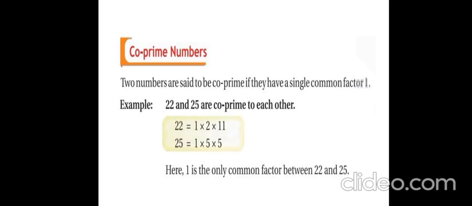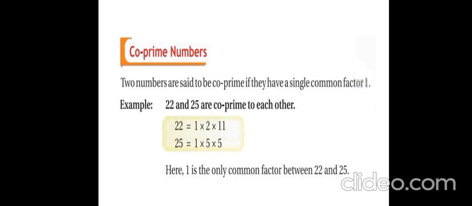So we are going to see the common factor. For 22 we get 1 into 2 into 11. For 25 it is 1 into 5 into 5. So by seeing the two numbers, the only common factor is 1. So 1 is the only common factor between 22 and 25. So these two numbers are co-prime to each other.